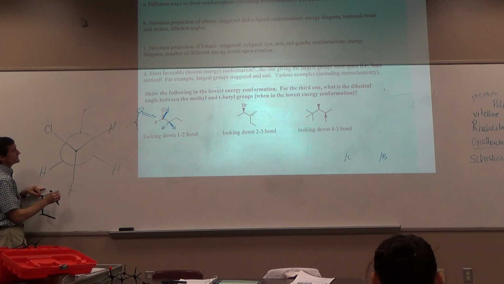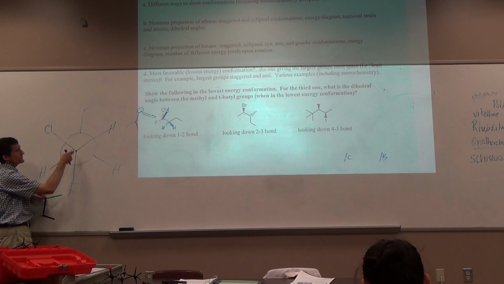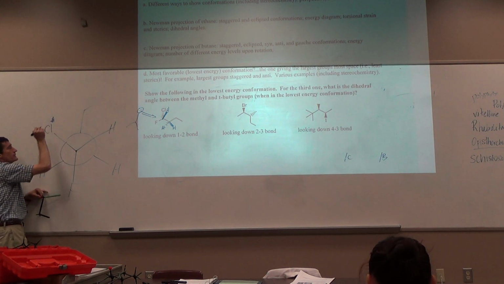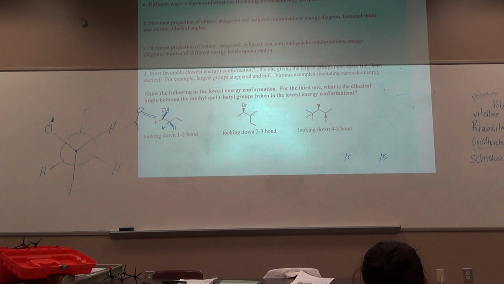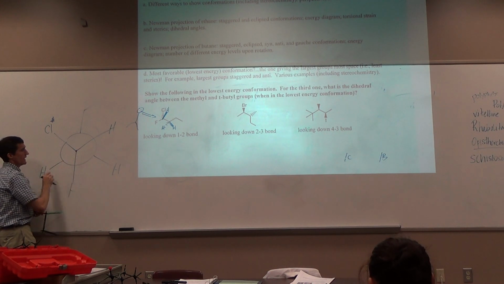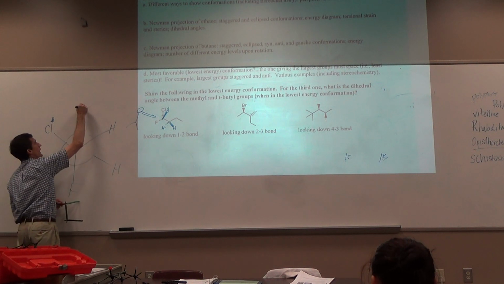What do we want here? What's the biggest group on the front carbon? Chlorine. The larger the halogen, the larger the group. Now that could differ in some tables, but for us, as you go down the periodic table, it's bigger, more demanding. What's the biggest group on the back carbon? H, H, or ethyl? Ethyl.